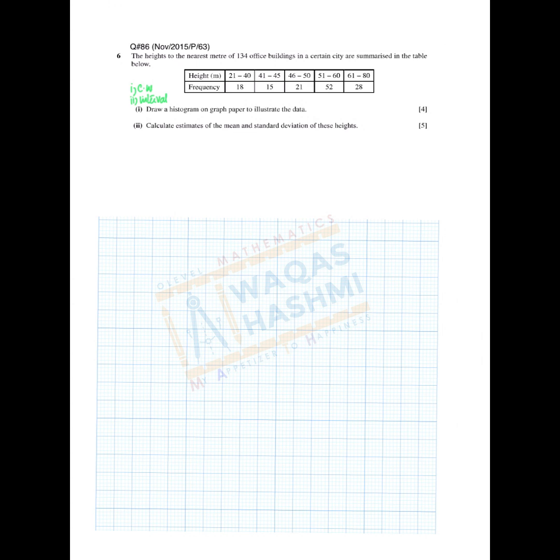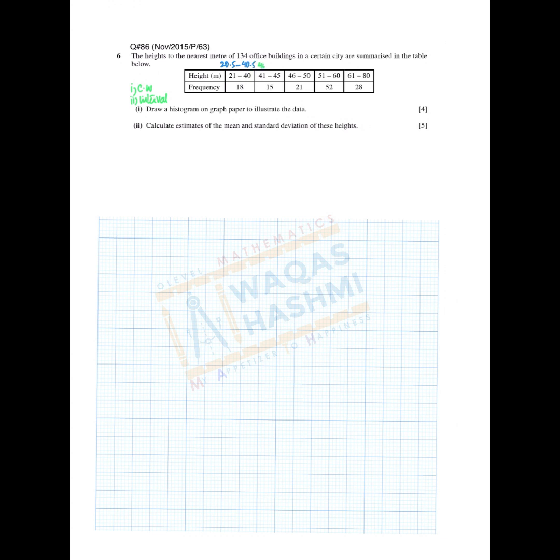So first thing, if you observe the interval, the ending point is 40 but the starting point is 41. Similarly, the ending point is 45 and the starting 46. So the numbers are not same. That means we need to find out the class boundaries. And for class boundaries, we need to subtract 0.5 from the lower and we need to add 0.5 to the upper, right? We need to follow the same pattern.